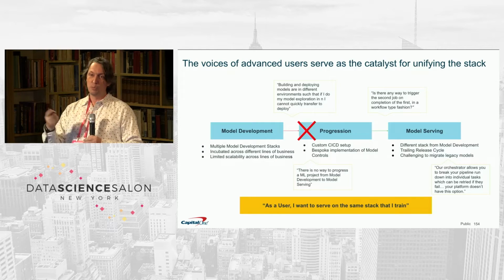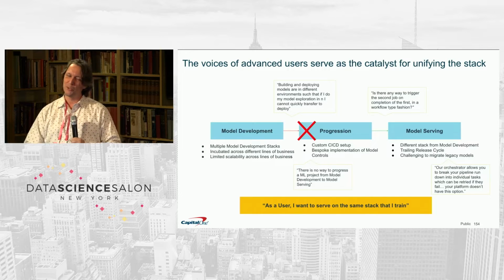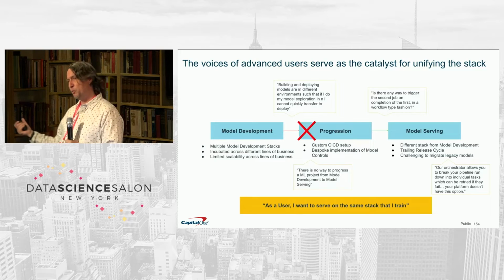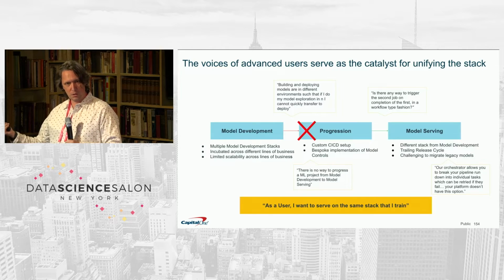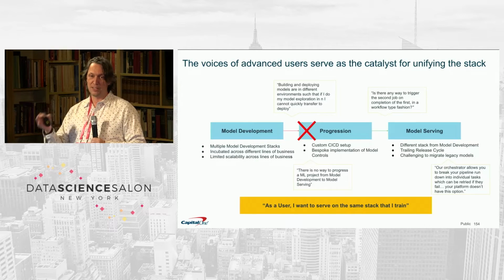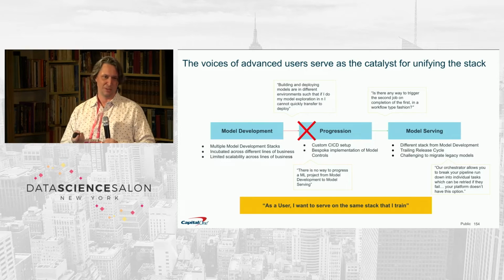And then these production environments typically look quite different. So that environment, that Jupyter notebook thing that you use as a data scientist, and that environment that we're actually then using for serving your models, they look very different. So as a user, the number one thing that we hear is, I want to serve on the same stack that I train my model. So making that happen is not a trivial task, right?